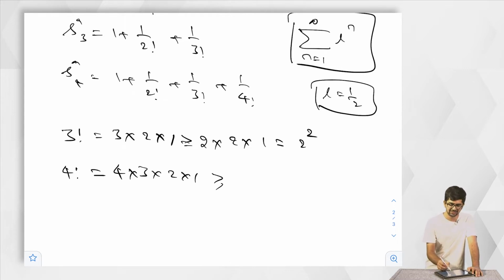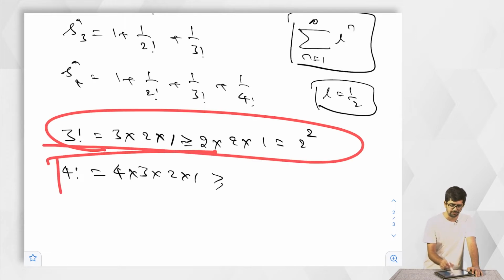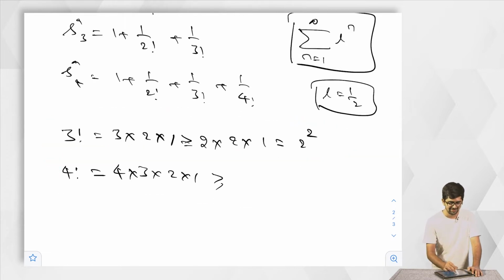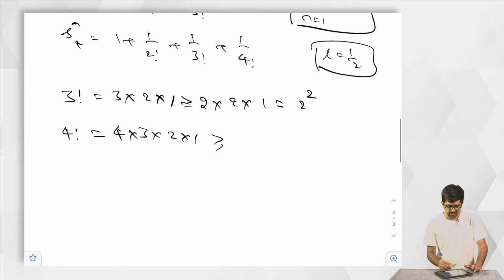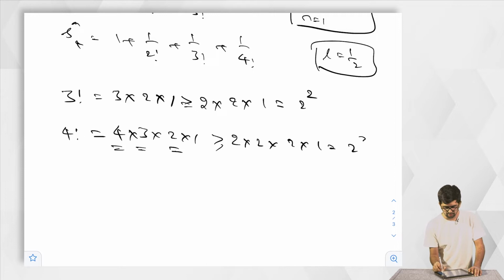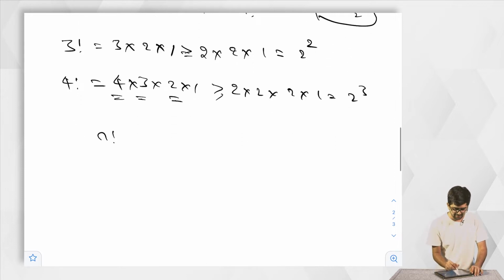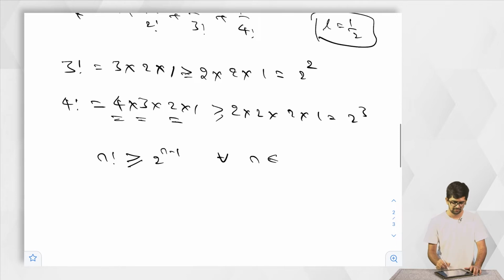One can do the same thing for 3, 4 and so on. Then we have to make some other change. Then we should not be starting at this point, we should be starting at 4. Once we finish this idea, then you will understand what is happening here. So all these terms are greater than or equal to 2. So I am just writing that, that's equal to 2 cube. In general, n factorial is greater than or equal to 2 power n minus 1 for every n belonging to at least from 3.